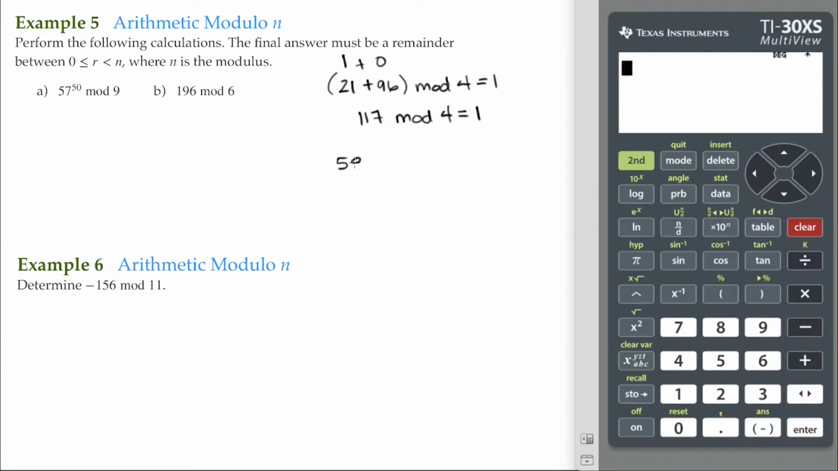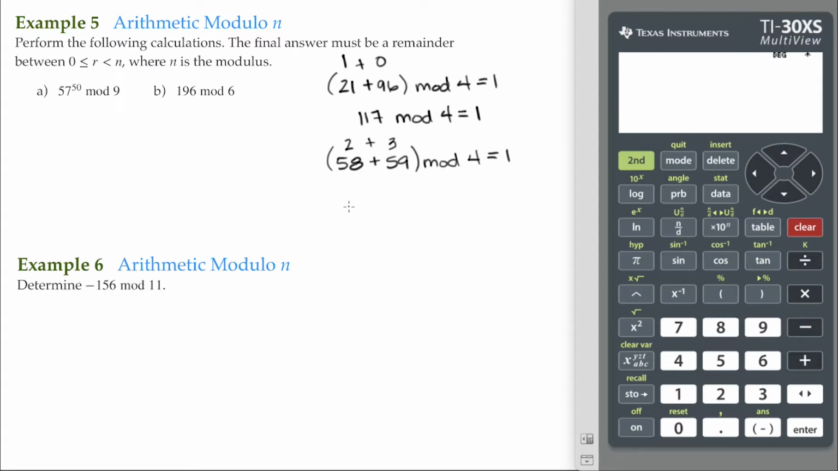Here's 58 plus 59. Mod 4, that's still 117, right? 4 goes into 58 14 times with 2 left over, and 4 goes into 59 14 times with 3 left over. And 2 plus 3, that's 5, and 5 mod 4 is 1.